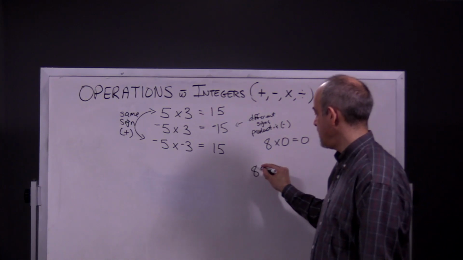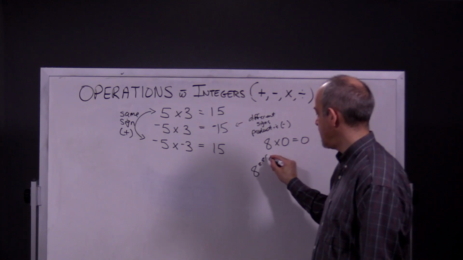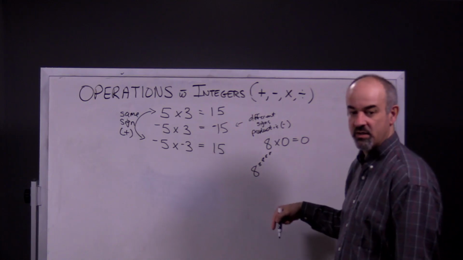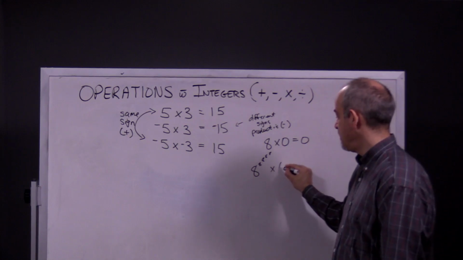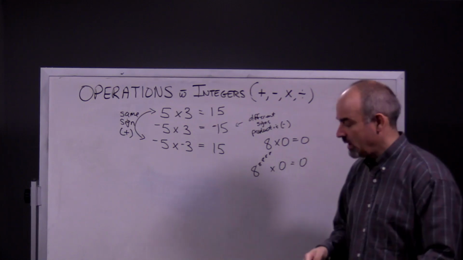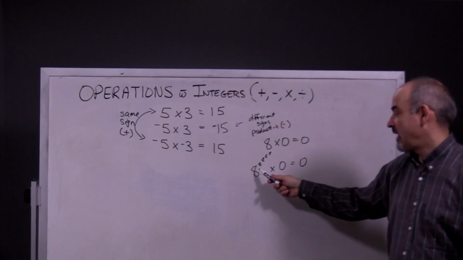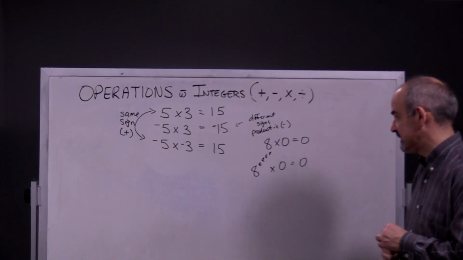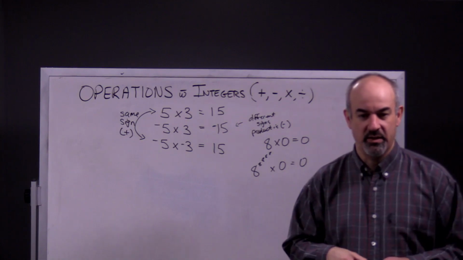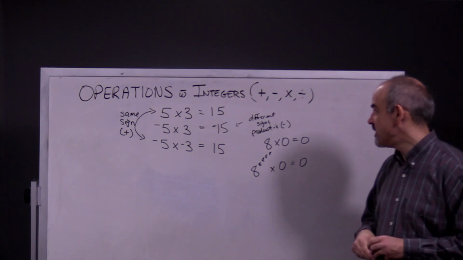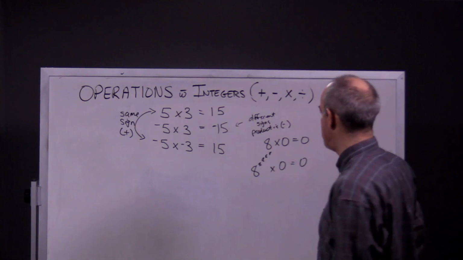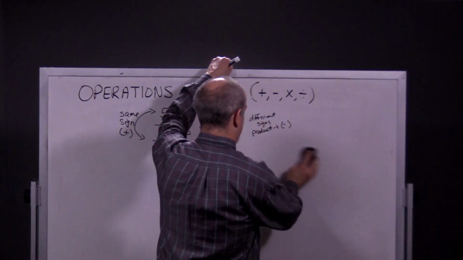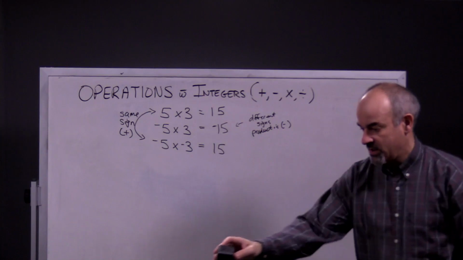I could say 8 to the 8th power, to the 8th power, to the 8th power. Whatever that huge number is, times 0, that's 0. I'm going to have to look up what that is. Probably an astronomically huge number. But if you multiply it by 0, it will be 0. Okay, so let's talk about division.